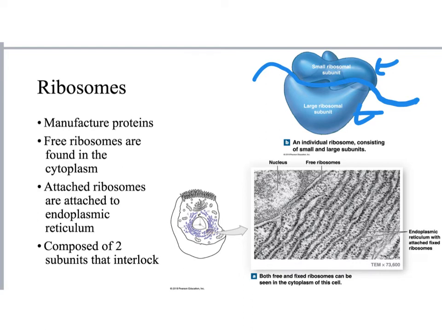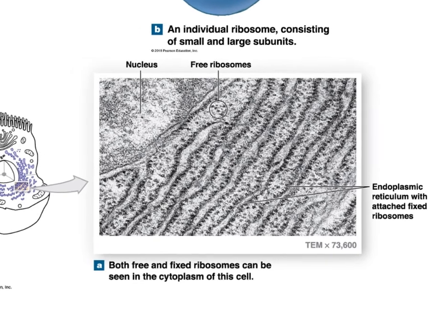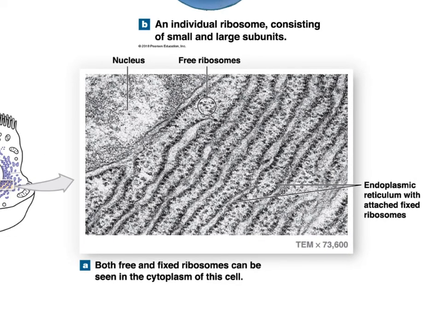You can have ribosomes that are free in the cytosol, or you can have ribosomes that are attached to endoplasmic reticulum. And you can see here in the picture these strands. This is the endoplasmic reticulum, and you can see the little black dots sitting on top of it. Those are ribosomes on top of the endoplasmic reticulum, so we would call that rough endoplasmic reticulum. But you can also see that there are ribosomes free floating out here in the cytosol as well, making proteins.